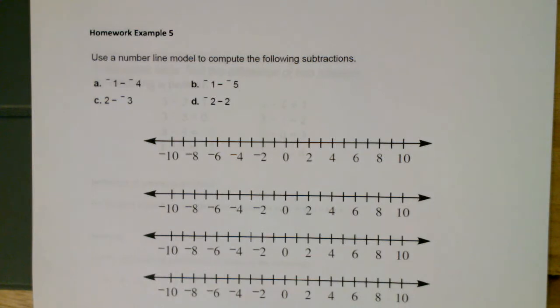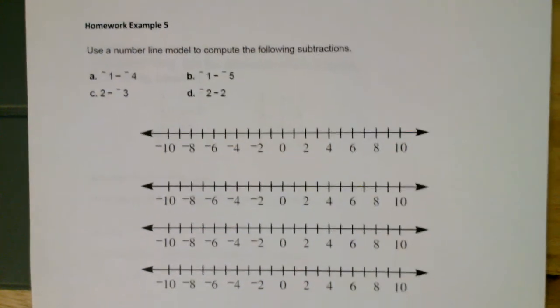Now let's look at this homework example number 5, using that number line model to compute the following subtractions, like -1 minus -4.